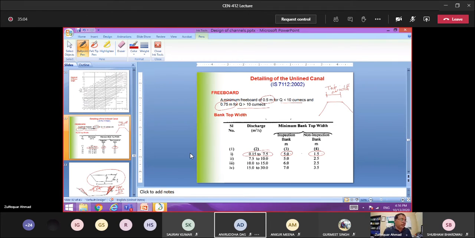Likewise, if you have 15 to 30 cubic meters per second, the inspection bank is about 7 meter, and the non-inspection bank is 3.5 meter. One more thing you have to note down: this inspection bank width excludes the dowel. So if you are providing a dowel, that is to be excluded from here. Any question, please?